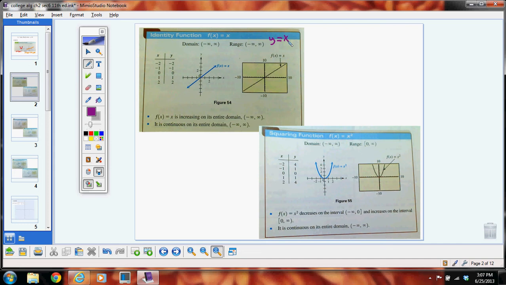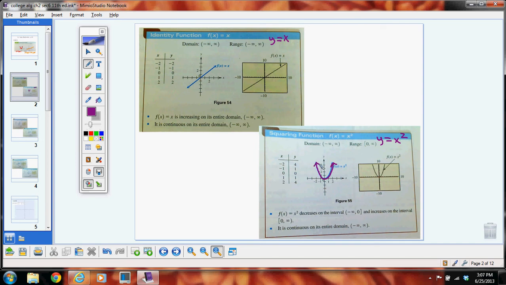The next graph I expect you to know is one they call the squaring function. All I want you to know is when it's y equals x squared, or f of x equals x squared, same thing, that you have a parabola, and the parabola would look like this. You need to know that.